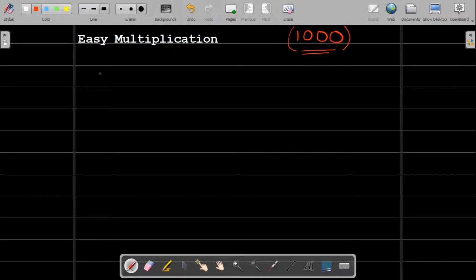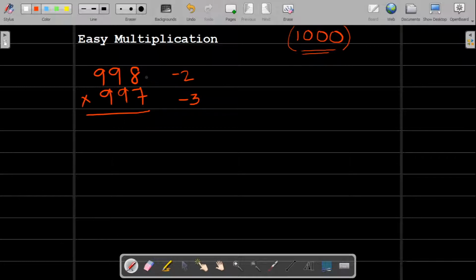How we will multiply 998 with 997. So if you have not seen my previous video, I suggest you to watch that video before watching this so that you will know the method thoroughly. So 998 is 2 less from 1000 and 997 is 3 less from 1000.